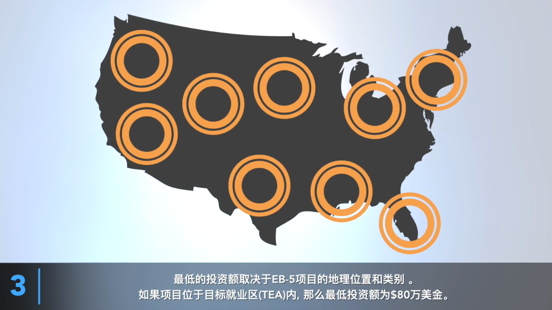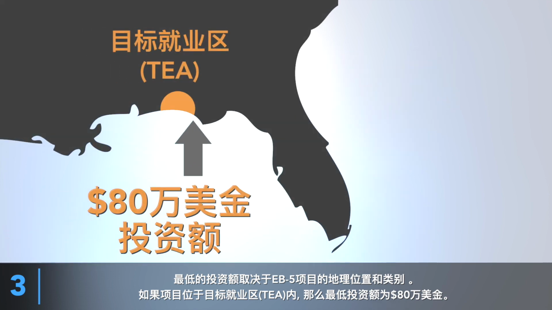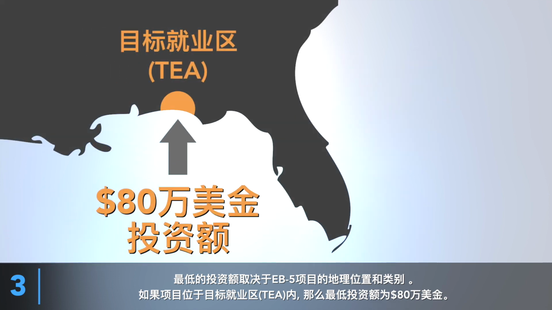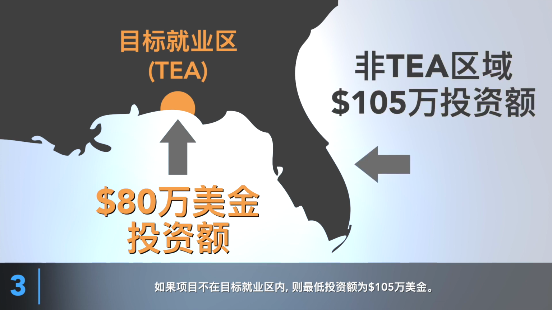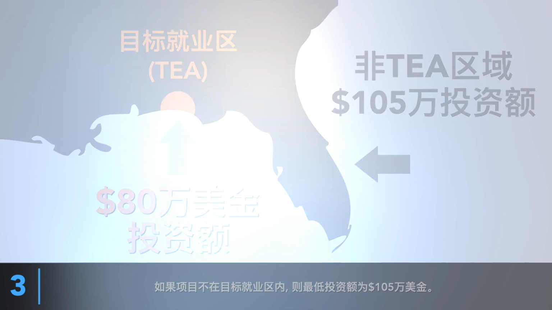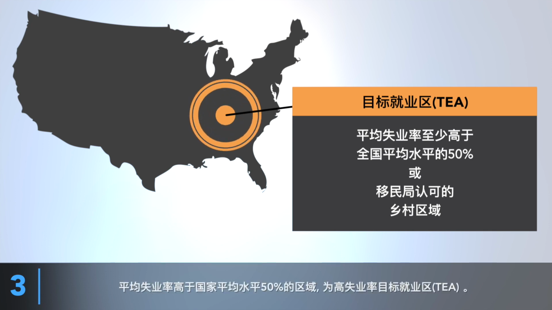The minimum investment amount varies depending on the location of the EB-5 project. If the project is in a targeted employment area, or TEA, then the minimum investment amount is $800,000. If, however, the project is not in a TEA, the minimum investment amount is $1,050,000. A TEA is a USCIS designated rural area, or area with high unemployment. An area qualifies as a high unemployment TEA if its average unemployment rate is at least 50% greater than the national average.